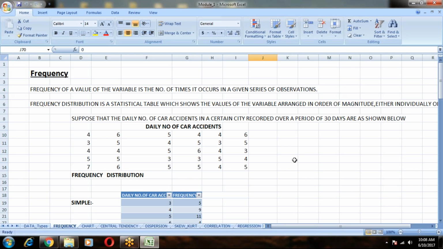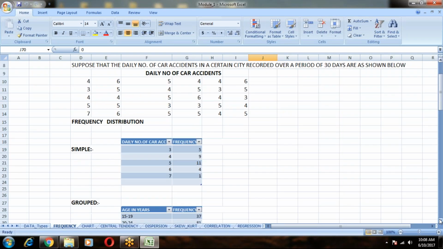Now if you want to analyze it, first you need to give a structure to this data. How will you do it? You have some values, 4, 3, 5, 7, and you count how many times the same value is occurring. That is our frequency distribution. See this table: daily number of car accidents is 3 and frequency is 5. So how many days were there when 3 accidents occurred? In this way, if we give it a tabular form, we get a frequency distribution table.